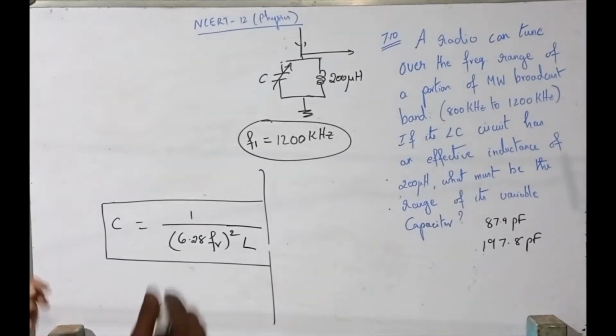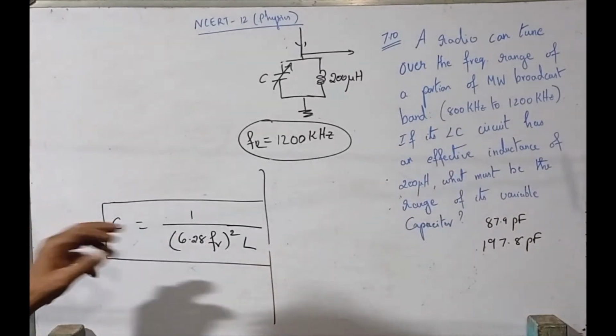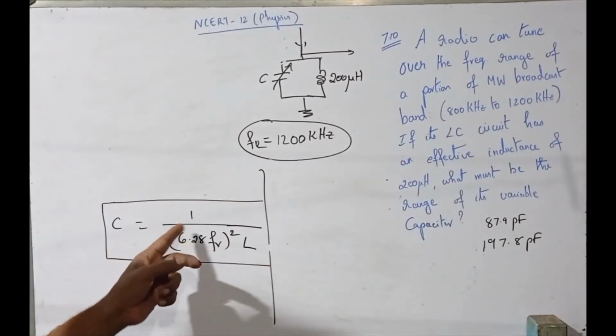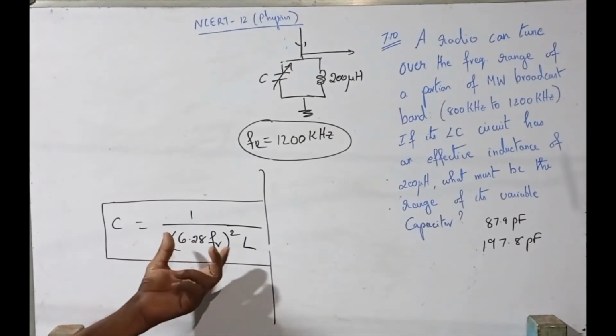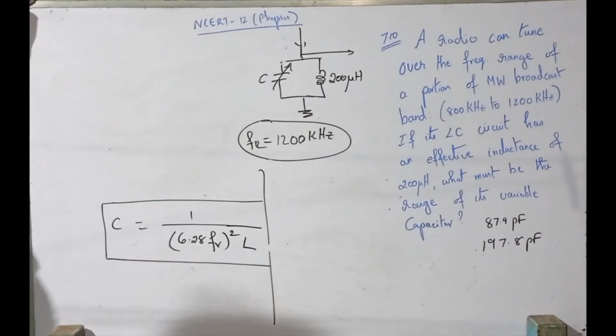Now we have to choose the second frequency, the upper limit, 1200 kilohertz. Okay, we will be using the same formula: C is equal to 1 divided by 6.28 f_r the whole square into L. The L value is fixed. This value is not changed.